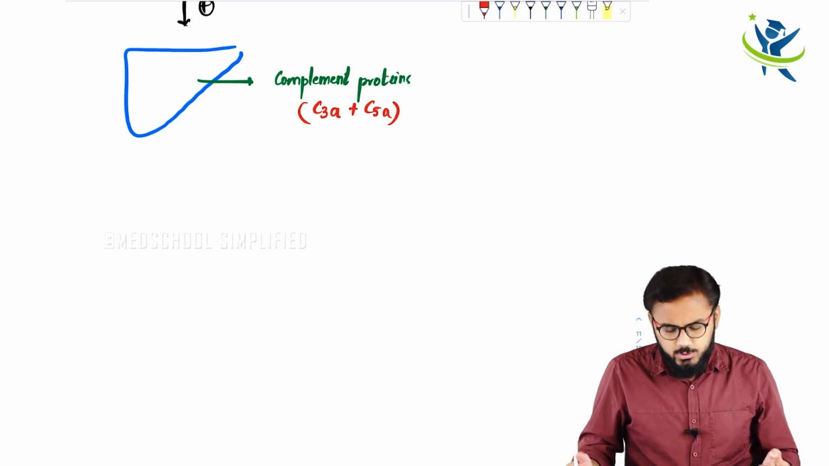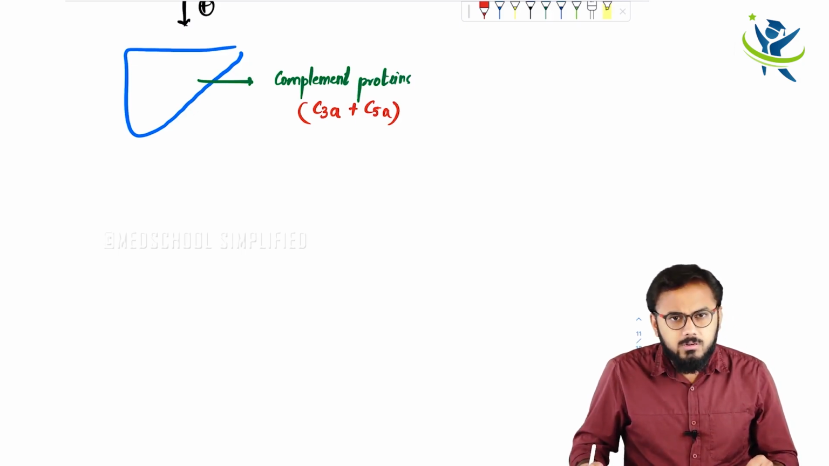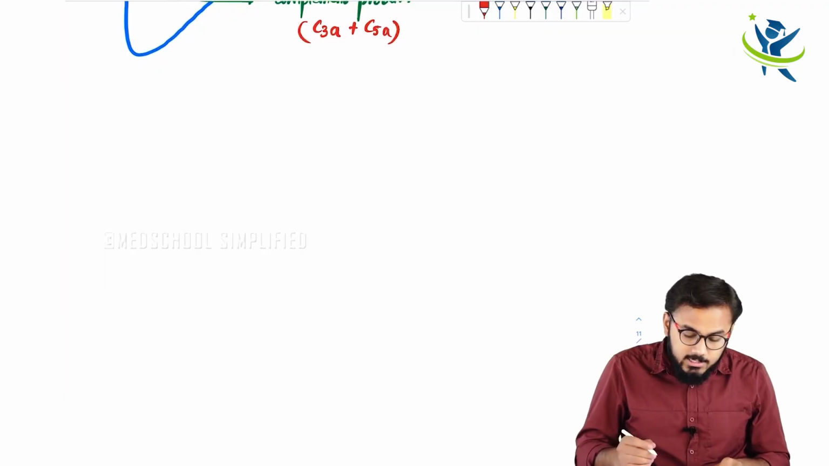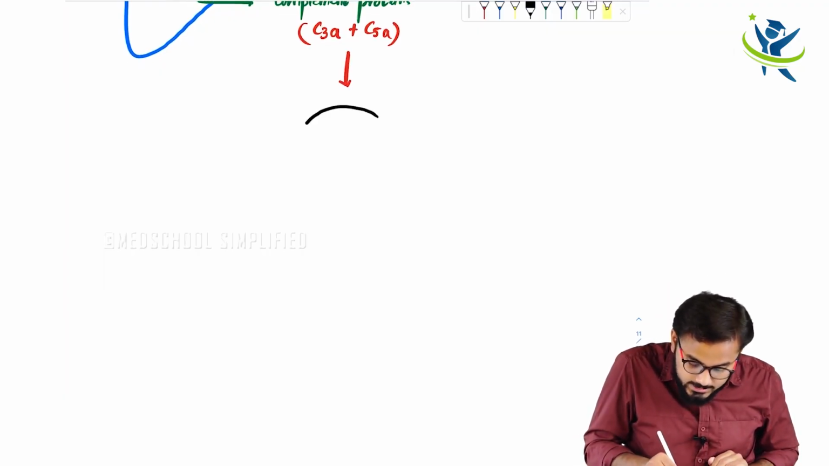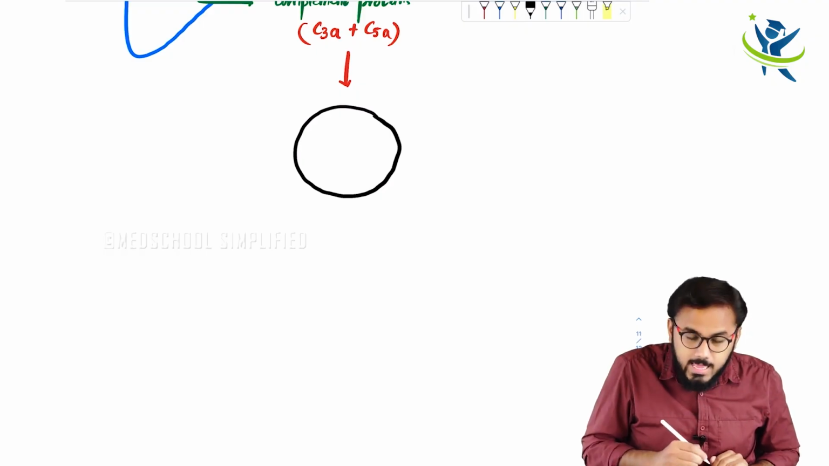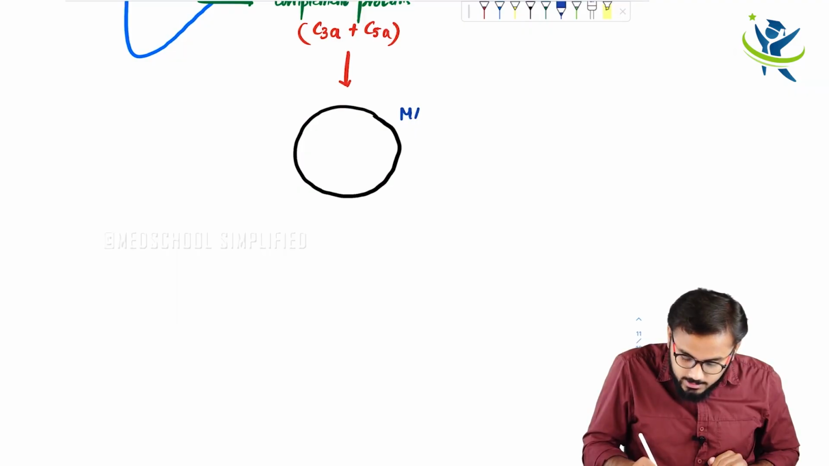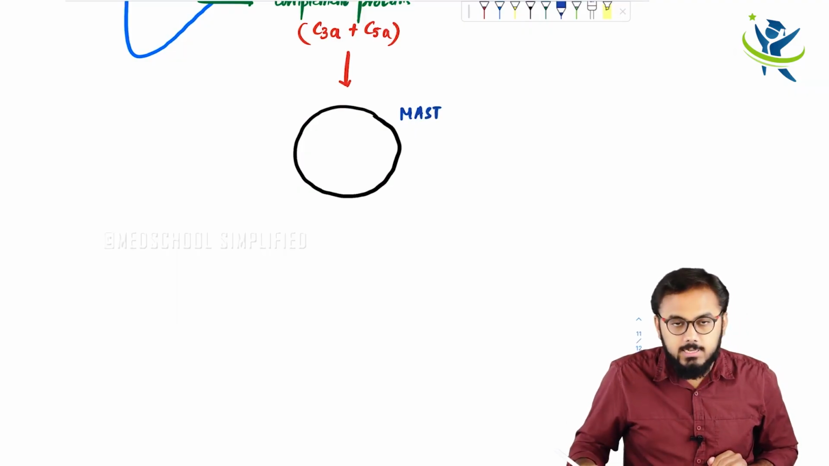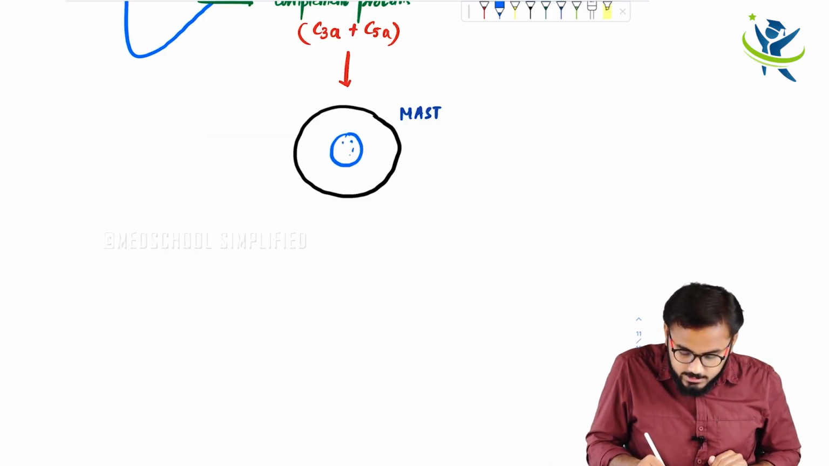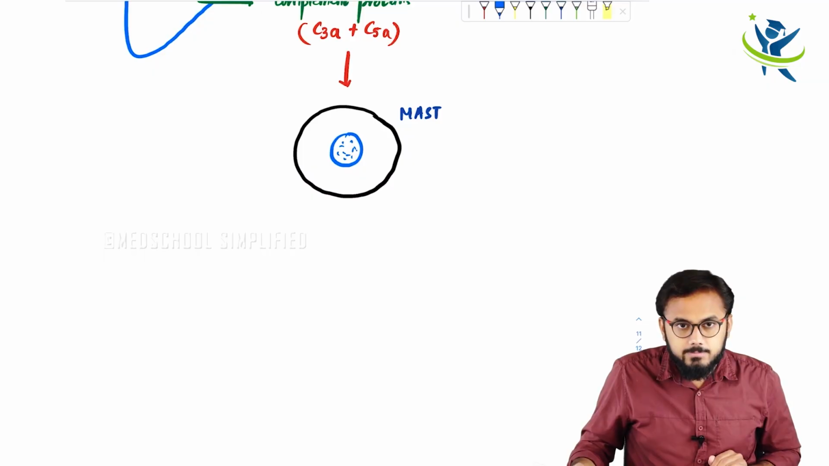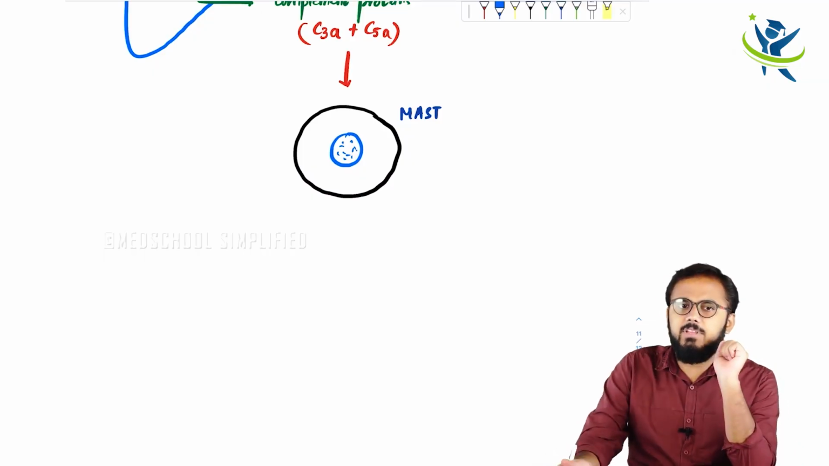Fine. If these two are complement proteins, what is going to happen? These complement proteins act on another cell in my body, and this cell is called a mast cell. What does the mast cell consist of? All of you know, mast cell consists of histamine. Right? Listen very carefully now.